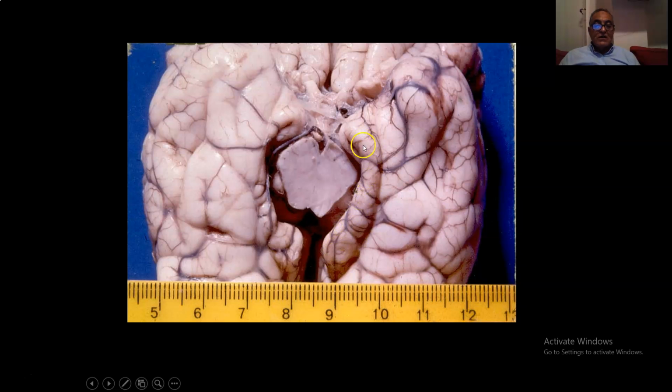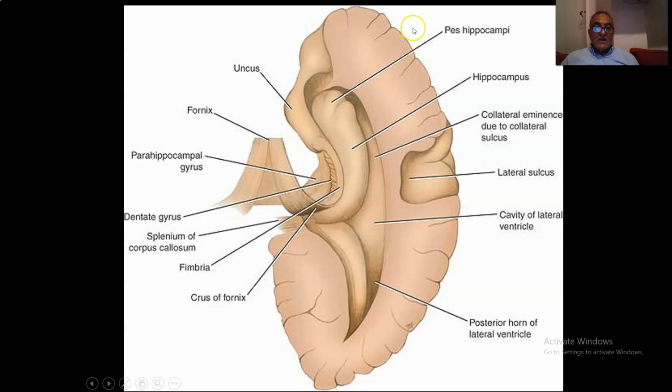the most medial part of the inferior surface of the temporal lobe. It is just lateral to the midbrain, the brainstem, partly, namely the midbrain. This is the hippocampus, the parahippocampal gyrus, as you see it from inferiorly. And if you look from inside the ventricle, you will find that the hippocampus is a structure present on the medial wall of the floor of the temporal horn, and it gives rise to the fornix.